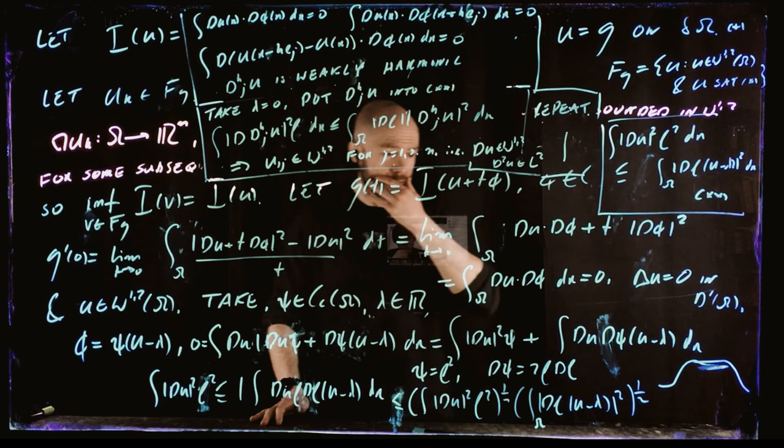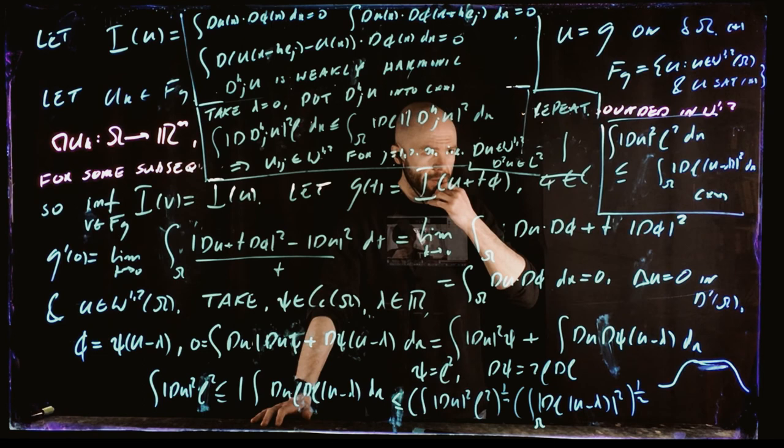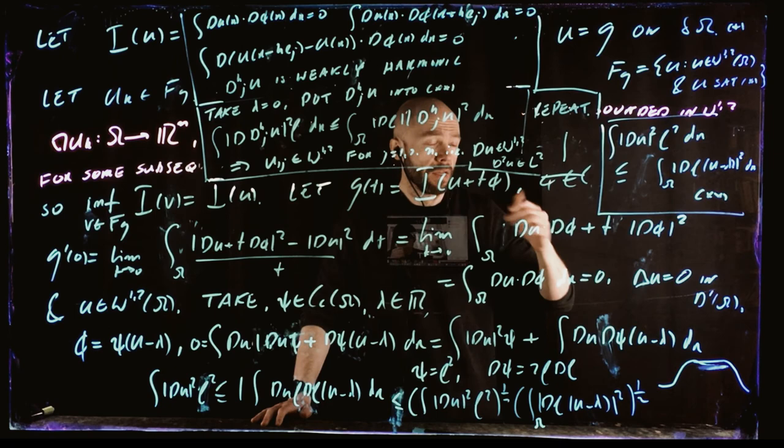So the fact that the gradients are amenable to being controlled by the function is kind of what you'd expect, because the gradient is trying to flatten out. So in the Poincaré inequality, we take this lambda to be the average of the function on a ball.